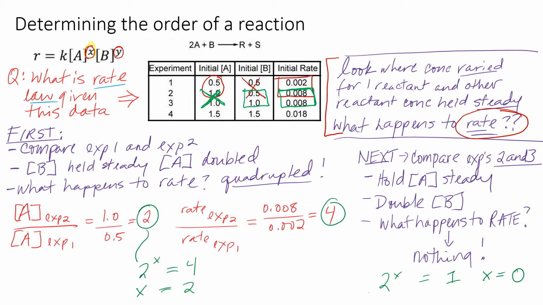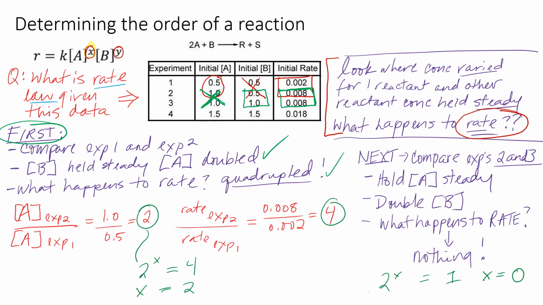So now we're going to turn our attention to how we can use that data in order to determine exponents. Exponents are what tell us the order of the reaction. So if we tackle A first, let's look at this part here. We're going to compare, as we just did, the data from experiment 1 and experiment 2, where B is held steady and A is doubled. We just said that when we do that, the rate is quadrupled.